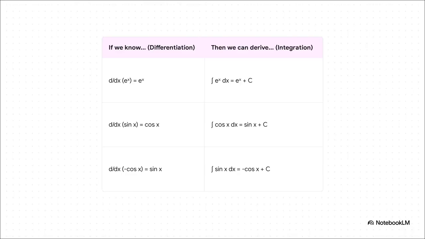And this logic works for everything. You know the derivative of e to the x is just e to the x, right? Well, then you automatically know its integral is e to the x. You know the derivative of sine x is cosine x? Then the integral of cosine x must be sine x. And check out this last one. This is a perfect example. We know the derivative of cosine is negative sine. So if a problem asks you for the integral of positive sine, you just think backward and realize the original function must have been negative cosine. It's really just a logic puzzle.